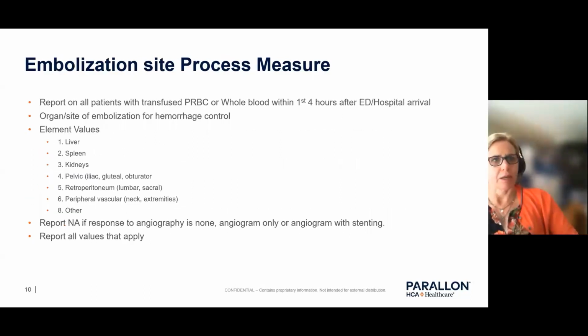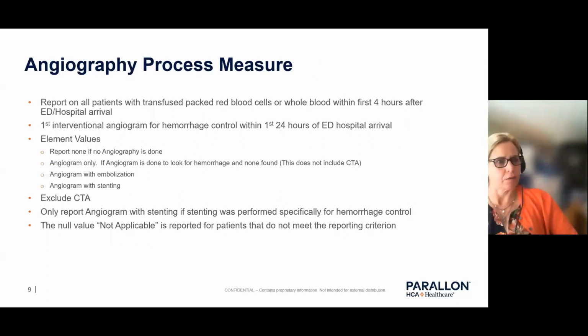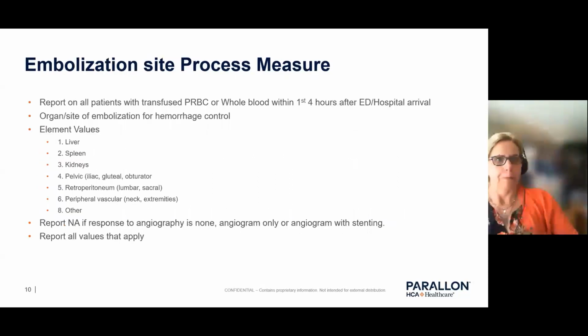The second process measure is the embolization site. They want to know what site was embolized. Someone was asking: page 162 in 2023 is where those process measures start. The embolization site process measure reports on all patients, again, with PRBCs or whole blood within the first 4 hours. They want to know the organ or site of embolization for hemorrhage control. There were some changes. I believe it was this year they added the peripheral vascular neck and extremities. Is that right, Amanda? Was that this year we changed that?